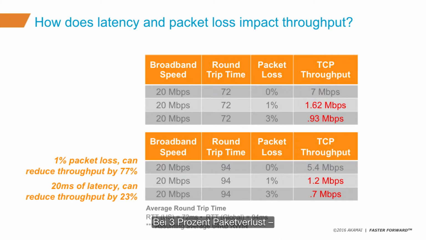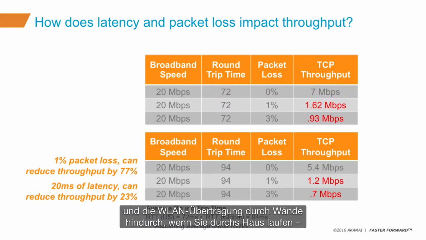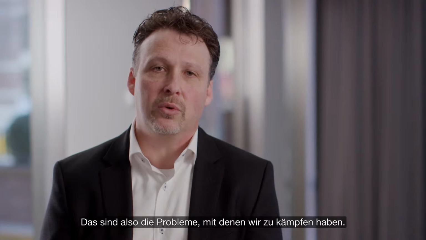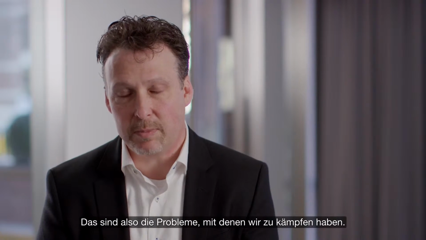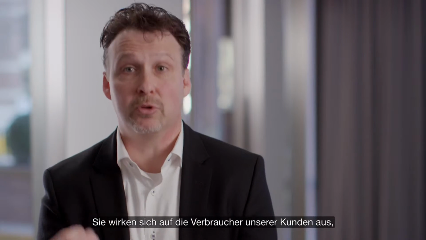And at 3% packet loss, which is common when you start taking into consideration Wi-Fi in the home and Wi-Fi trying to travel through walls, and if you're walking around your house, at 3% packet loss and a 72 millisecond round trip time, then your throughput is only less than a megabit. So these are real problems out in the space today. They're impacting our customers, consumers, and we need to figure out technologies to work around that.